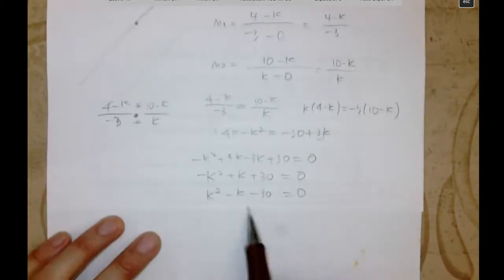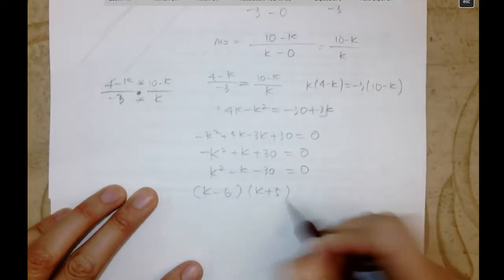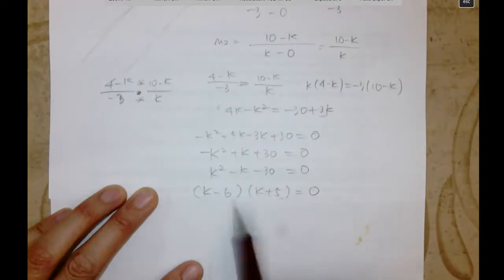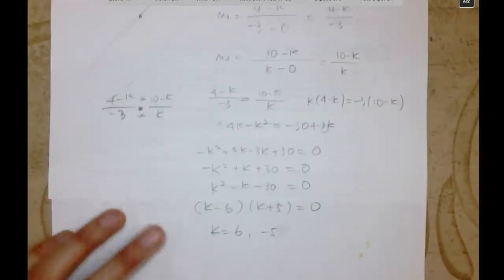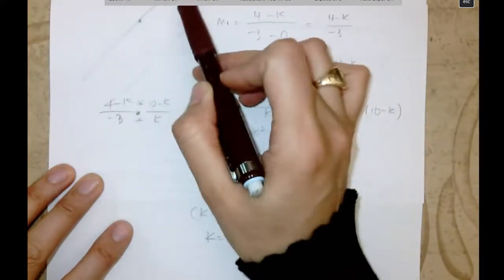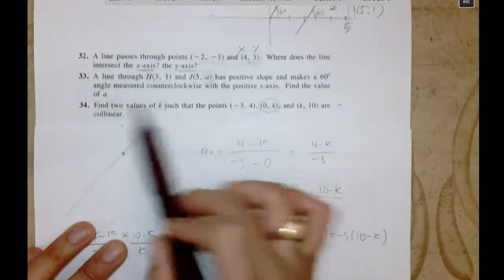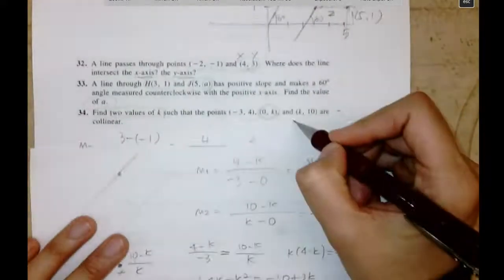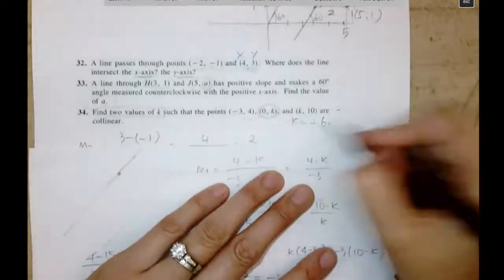Okay? So this is negative 6 and 5, right? So (k minus 6)(k plus 5) equals 0. Multiplying, you get negative 30. Adding, you get negative 1. Okay? That means k is 6 or negative 5. And it says find two values here. It's kind of giving away that it's a factoring problem. But so this is k equals negative 6, no, sorry, positive 6 and negative 5.